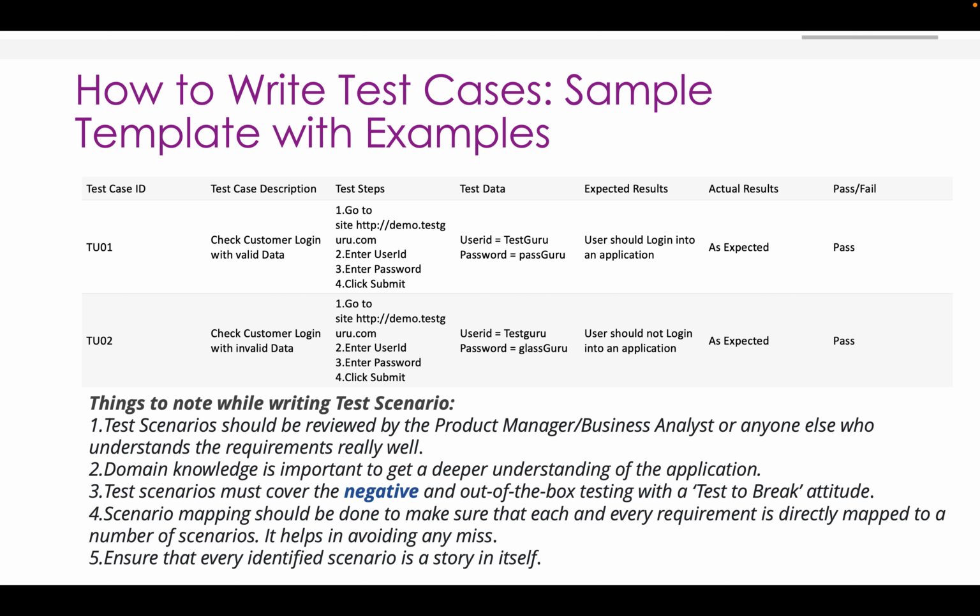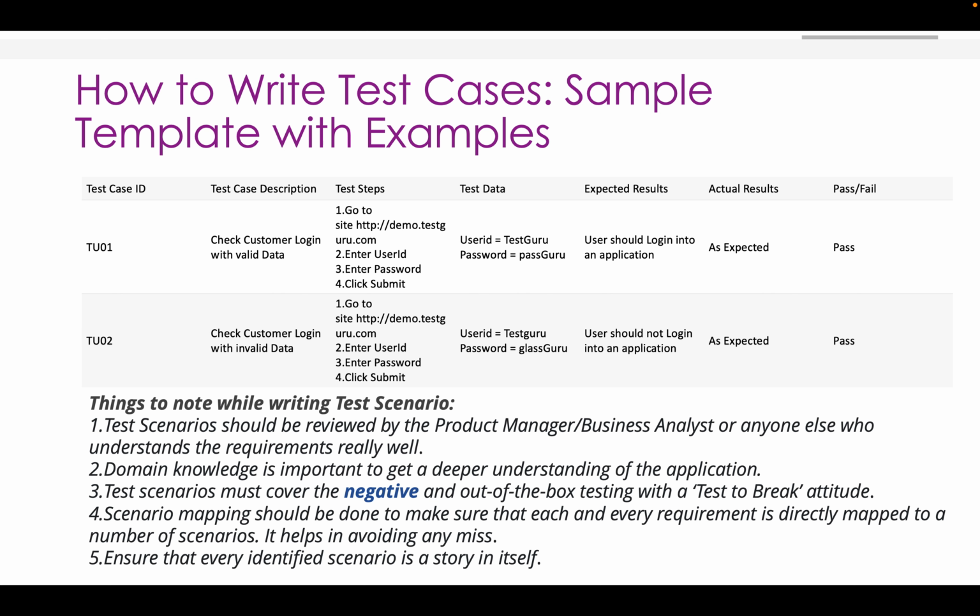For example, we go to the site, that is the first step, to validate the customer login with valid data, and enter the valid user ID, enter the password, click submit. So these are the different steps. Okay, and we have to write those test steps to understand the test cases better, and also we have to provide the test data. So test data is like we have to give a certain user ID and password. Those are considered the test data for this login test case.